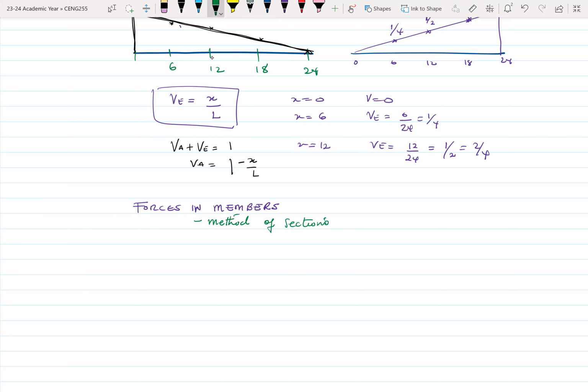Okay. Method of sections to calculate your forces at different points on the truss. But again, let's look at some example to use that to explain the concepts, and then that will help us to appreciate better what we are looking at.